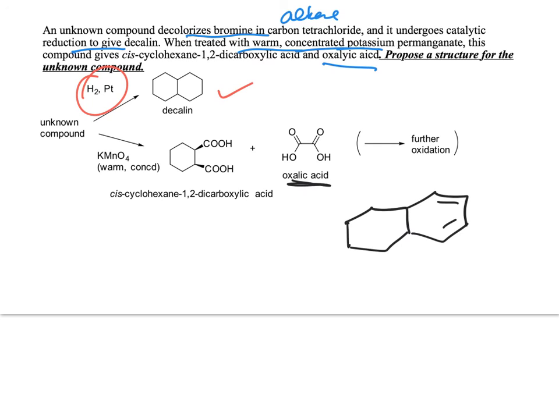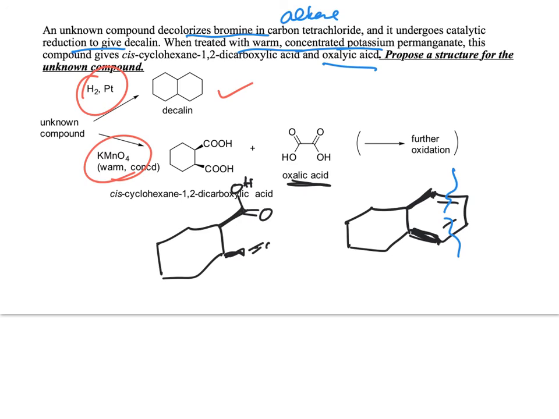And then if you reacted with potassium permanganate, you would cleave these 2 bonds here, and I guess we need this stereochemistry here. So this would be COH, COH, and then this right here would be the oxalic acid.